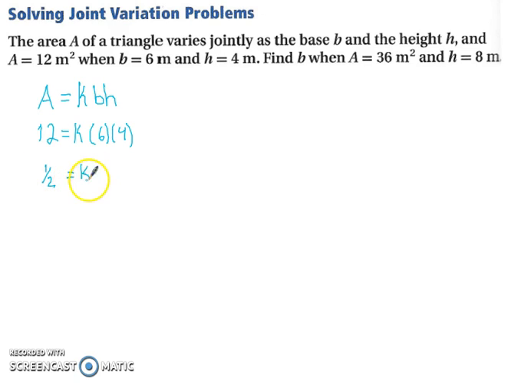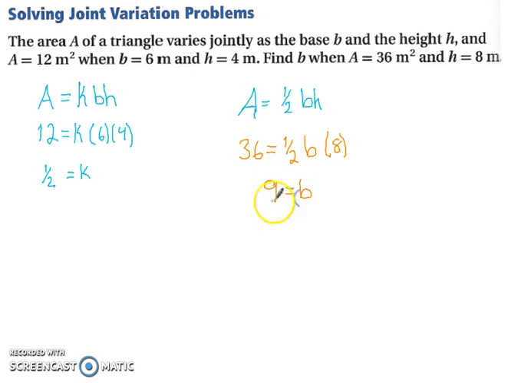We can now substitute that back in. So we have A equals 1/2 our base times our height. Hey, that should look kind of familiar. And then we can substitute in our other pieces of information. So we have 36 equals 1/2 our base times our height, which was 8. So 36 divided by 4 is going to give you 9. So your base is 9 meters.